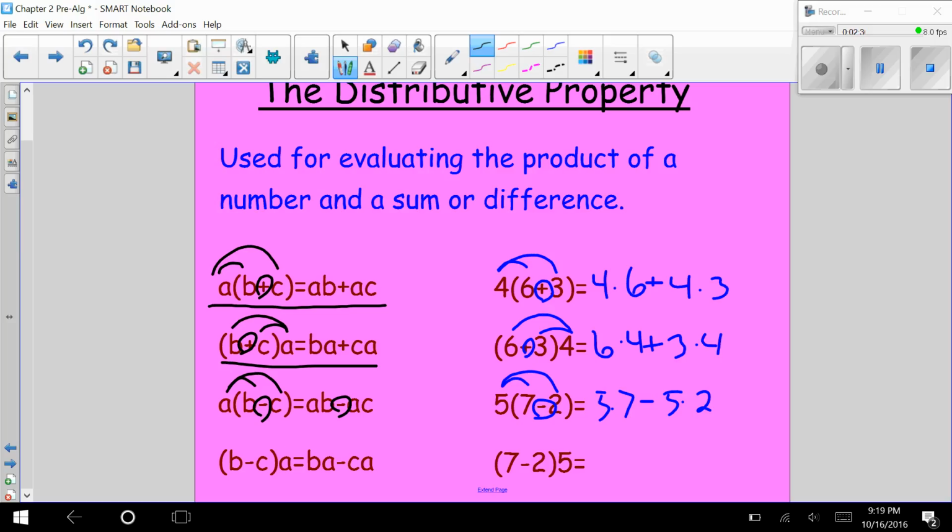The last one is the same thing, just from behind. A times B, A times C, minus in the middle, minus in the middle. So I take my 5 and my 7, and my 2 and my 5, minus in the middle here, so minus in my answer. That is the distributive property.